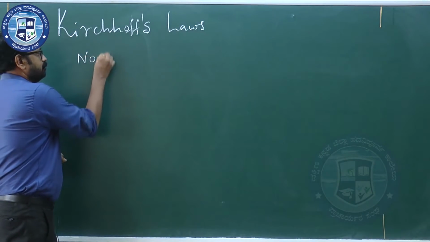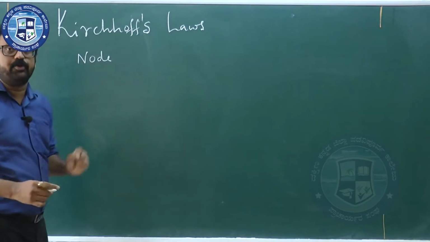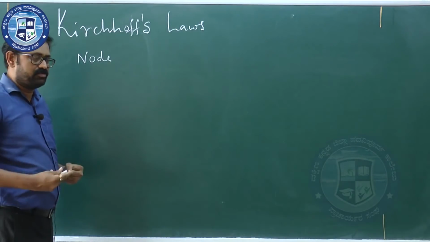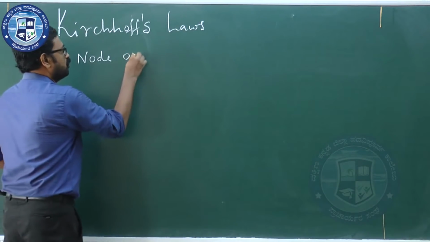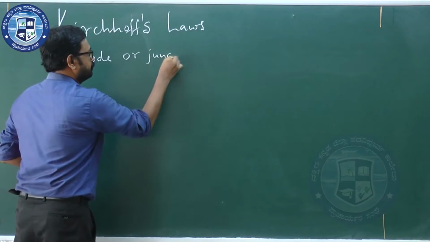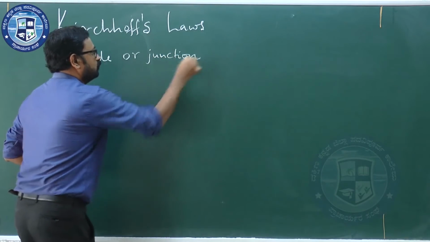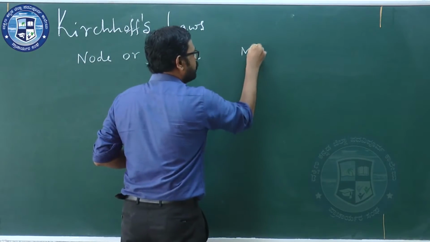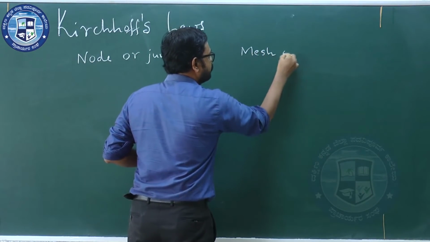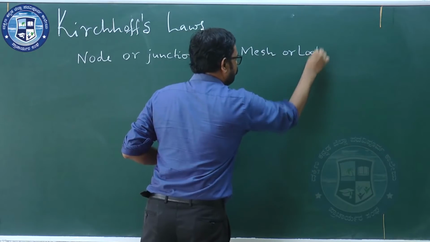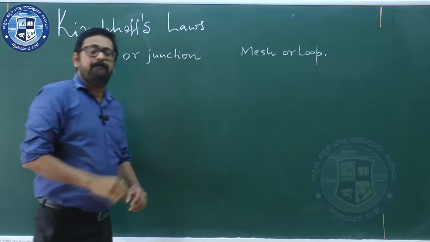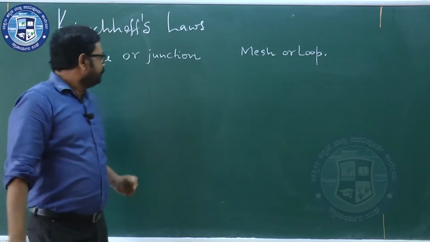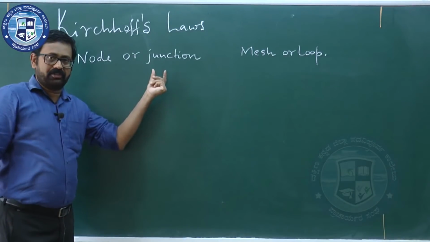One is something called node. This is one of the technical words we use. Node, which is also called a junction. Node or a junction. And one more technical term which we frequently use in our discussion is mesh or loop. We'll begin with what you mean by node or a junction.